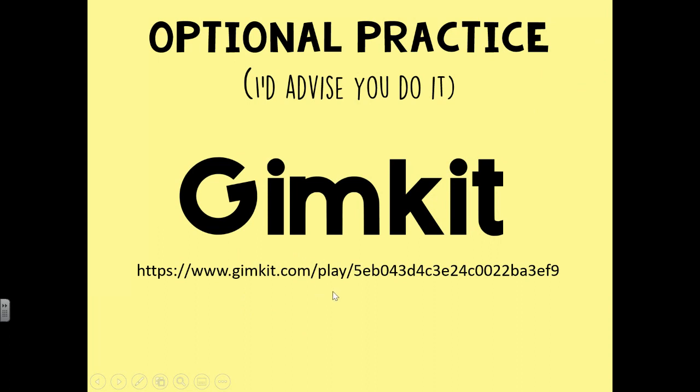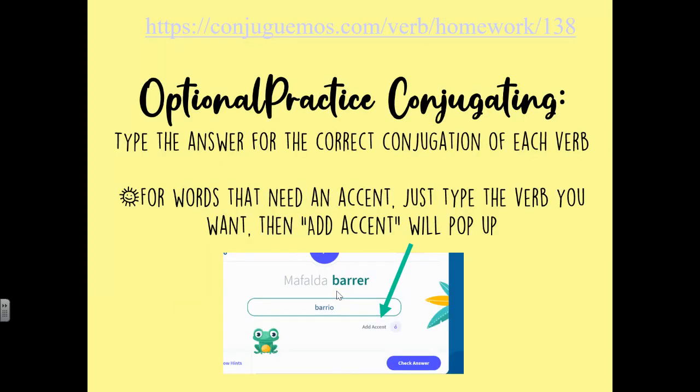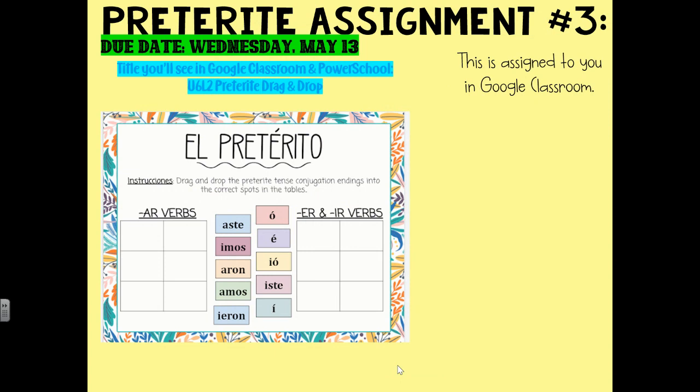All right, here's another optional Gimkit practice, like we had for the AR verbs, but this one combines AR, ER, and IR. Another optional practice is on this Conjuguemos site. You'll type your answer. So this girl's name, Mafalda, swept, it's barrió. It needs an accent. So what I did was I typed in what I thought the answer was, and then this popped up for me to add my accent on the O. And then you click check answer, and it'll tell you if you got them right. And it'll pop up another question. I think there's like 25 of them you can go through.